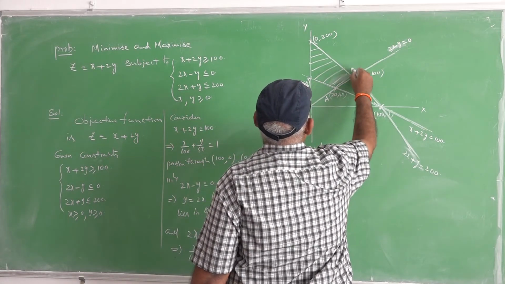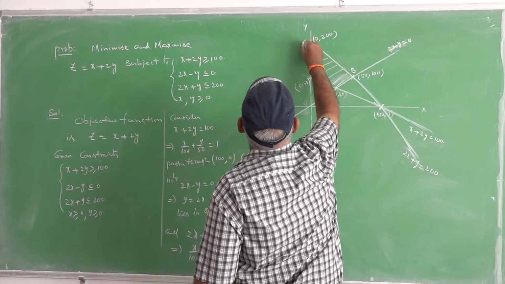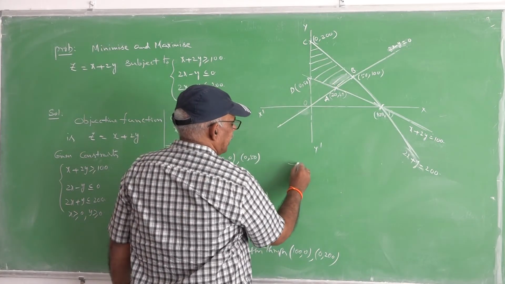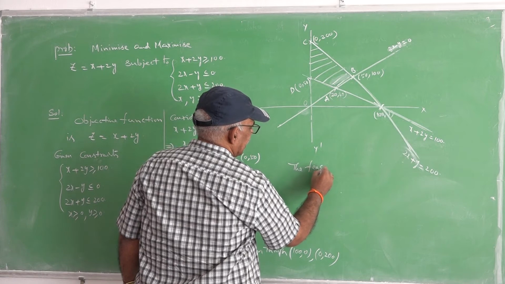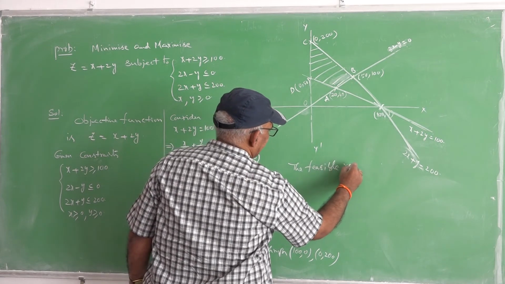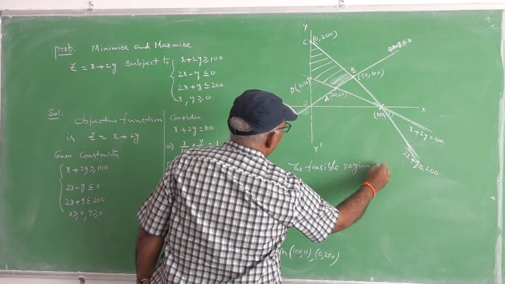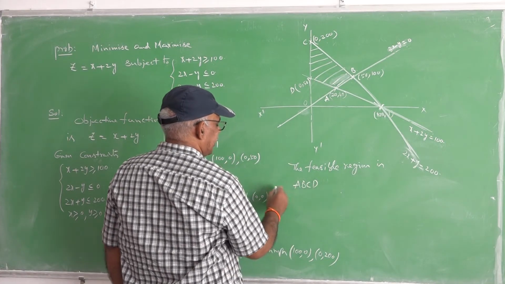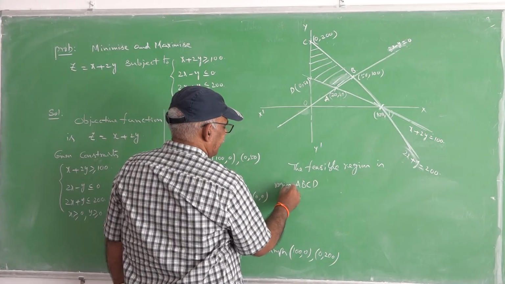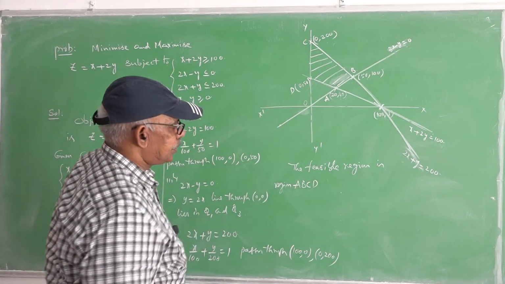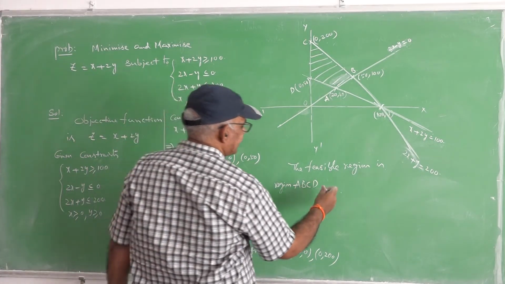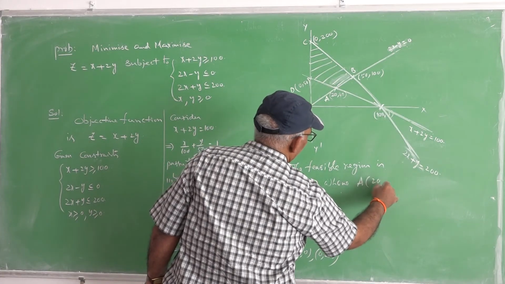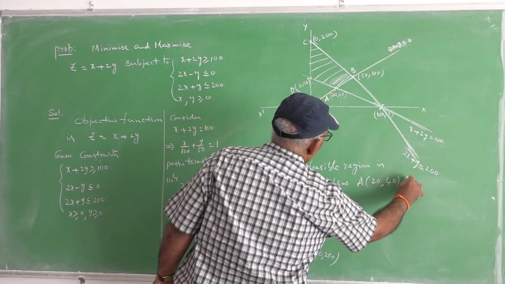Let us suppose the vertices are A, B, C, D. So the feasible region is here. The feasible region is region A, B, C, D, where A is the corner or vertex (20, 40).